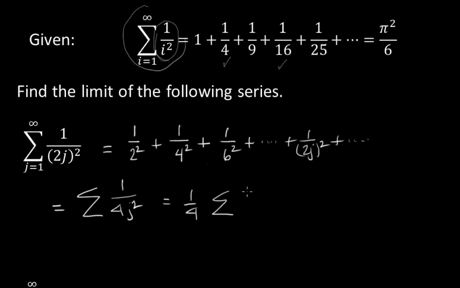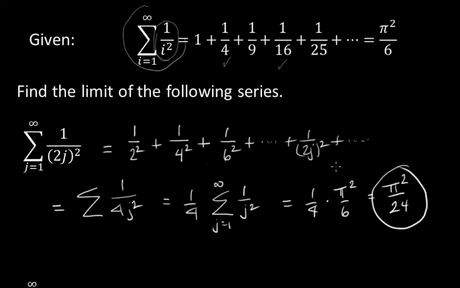So I can factor the 1/4 out and write 1/4 the sum of 1 over j squared, and it started at j equals 1 to infinity, right where this one started at. I want to check that because it's the sum of all of those terms that is pi squared over 6. So this is 1/4 times pi squared over 6, or pi squared over 24.